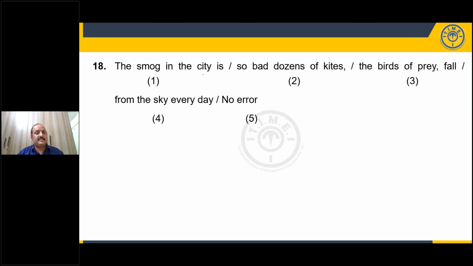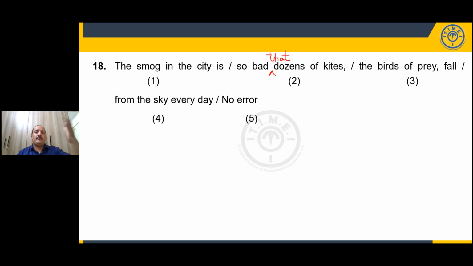The smog in the city is okay. So bad, dozens of kites. Now there's a cause and effect relation here. The smog is bad, so dozens of kites are falling from the sky. But there is no such word over here to connect the two. Therefore, they seem like two separate sentences. I definitely need a "that" after bad. As we know, "so that" can be used to indicate a cause-effect linkage.